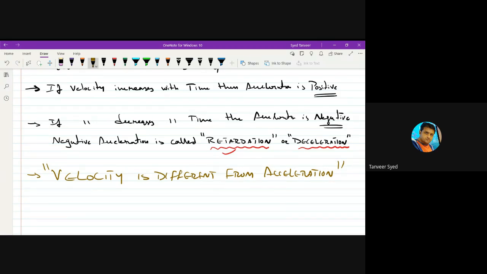Okay, right. So this is about acceleration. And how you study the motion of a body which is in non-uniform motion, that is our next topic, which we will discuss tomorrow.